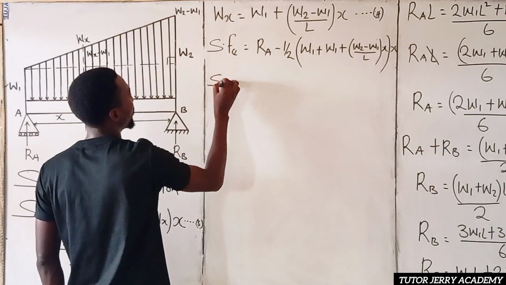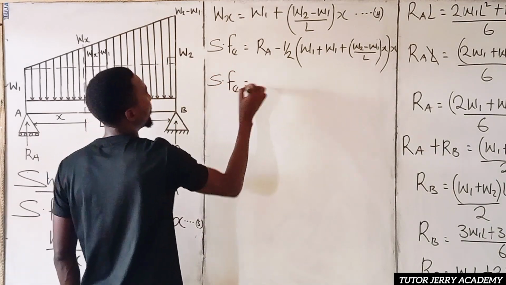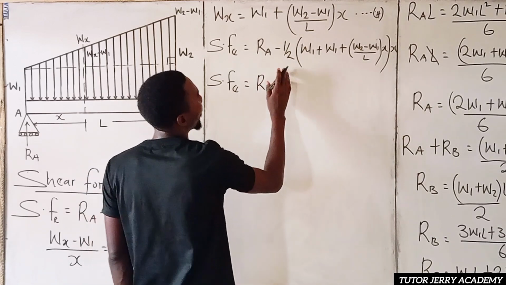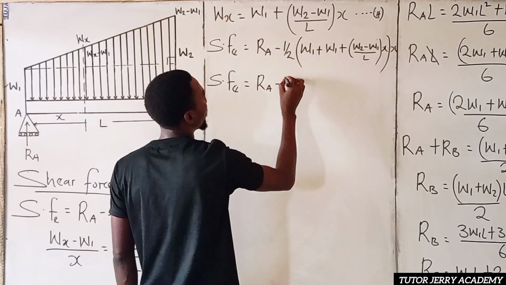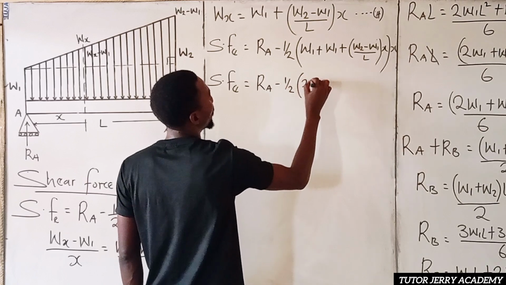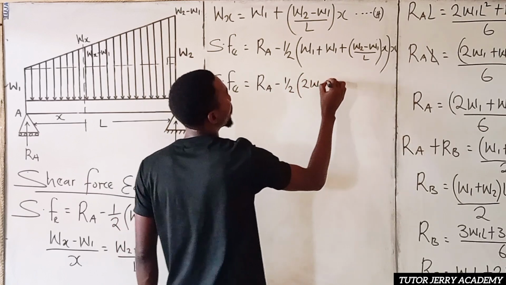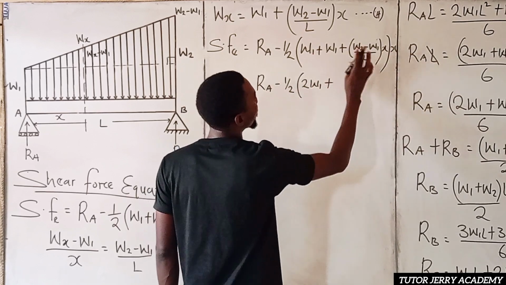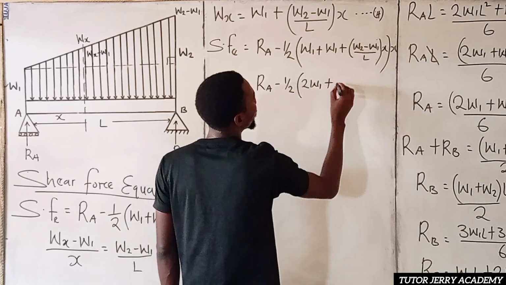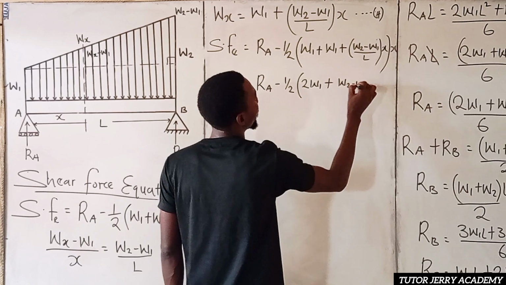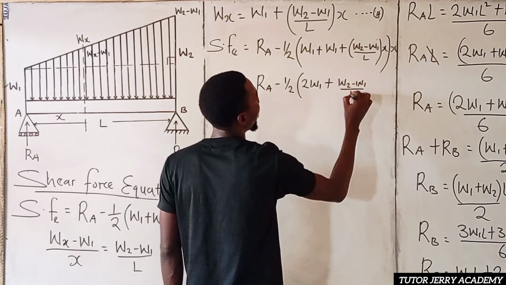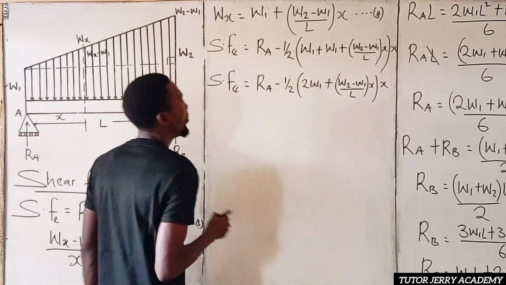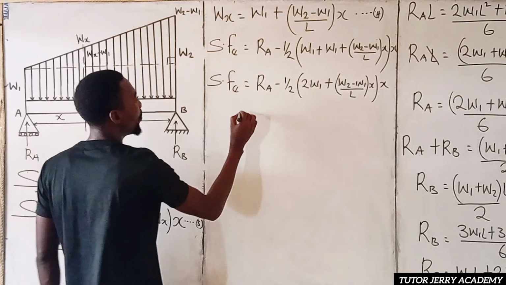So we can open that bracket. We are going to have the shear force equation to be equal to RA minus half into 2 W1 plus W2 minus W1 all over L into S, into S. This S is for everything. Let's just take it one after the other. So now we can open the bracket.